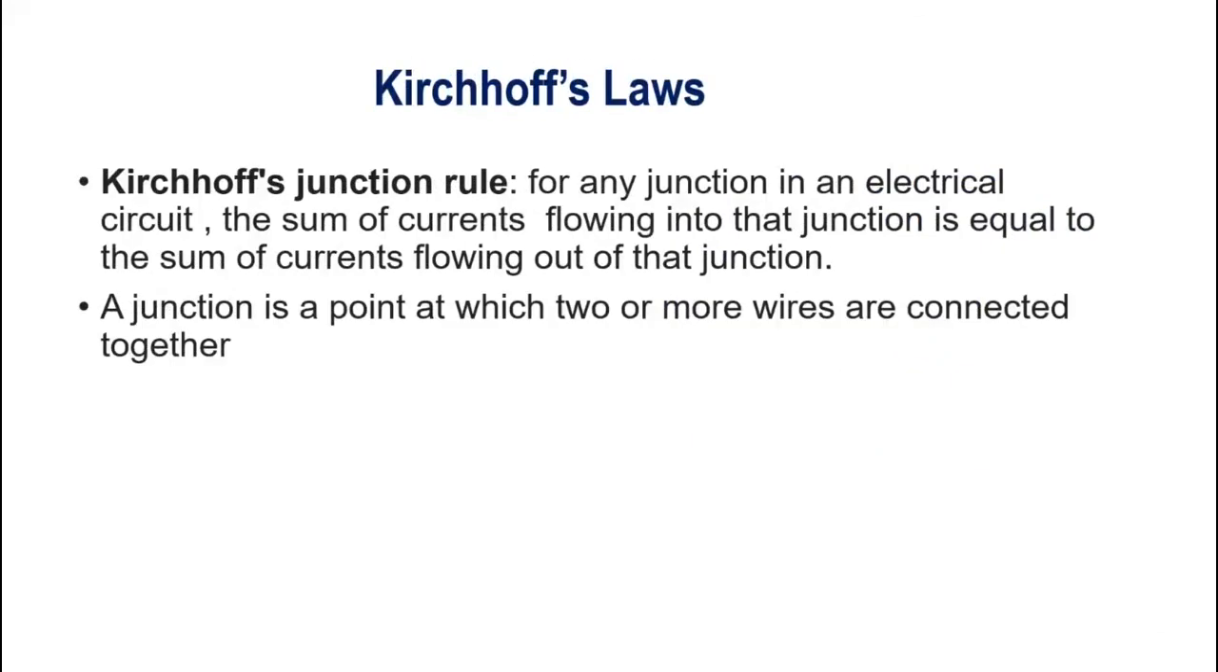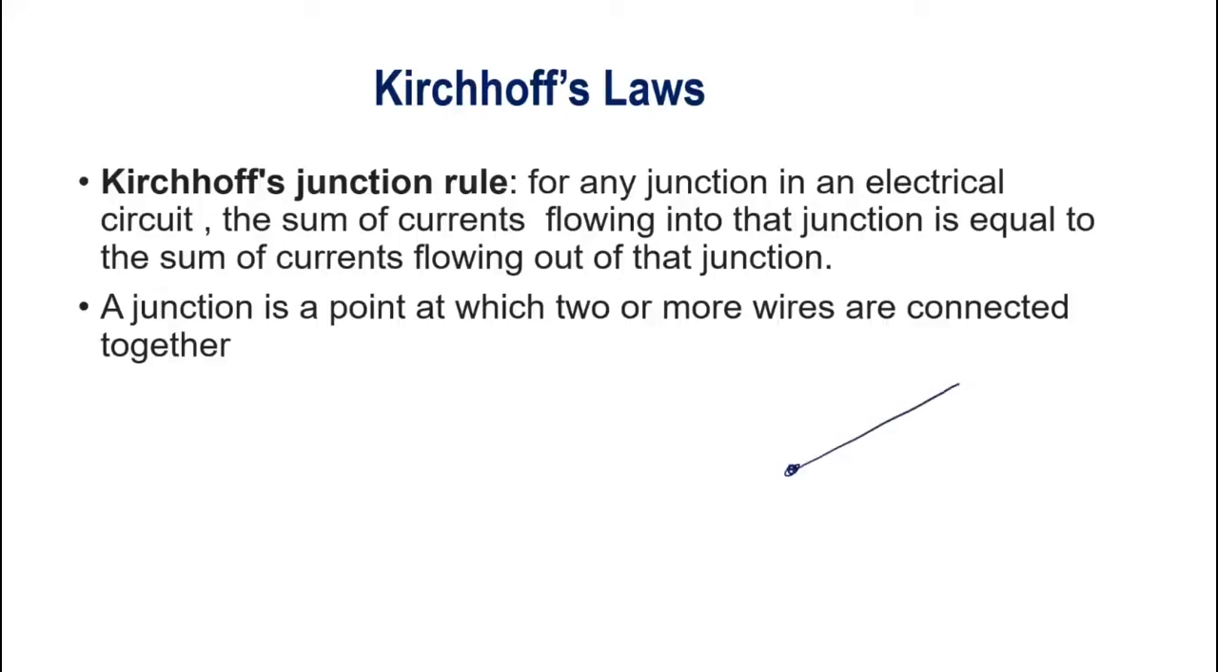Before we start, we need to talk about Kirchhoff's junction rule. Kirchhoff has two rules. The first rule we call the junction rule, and the second rule we call the voltage rule. The junction rule says that for any junction in an electrical circuit, the sum of the current flowing into that junction equals the sum of the current flowing out of that junction. What we mean by junction is a point at which two or more wires are connected together.